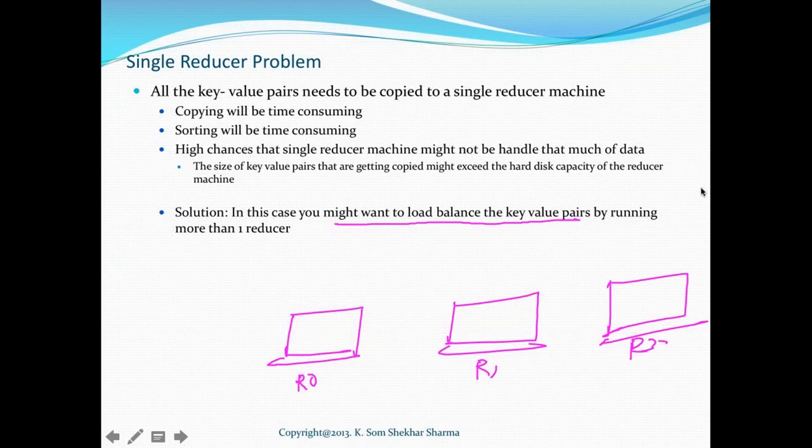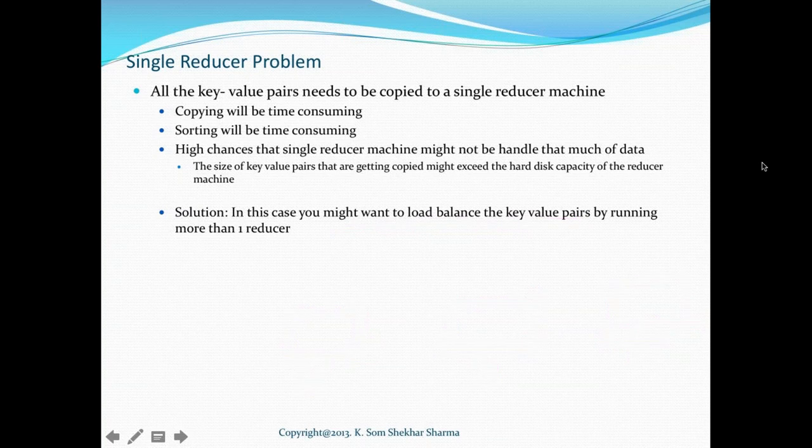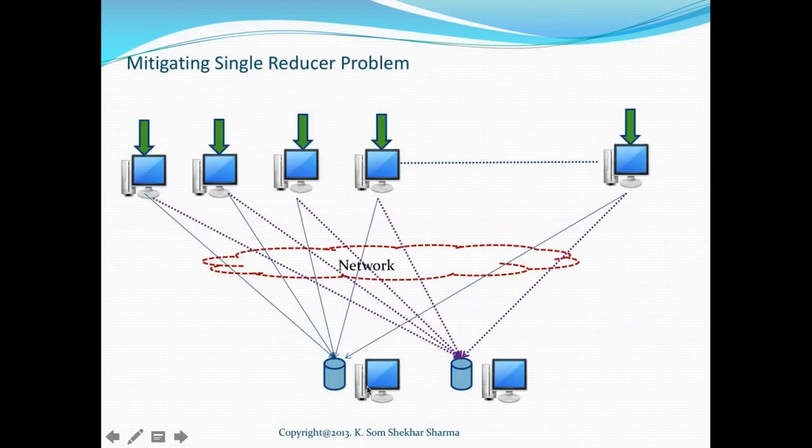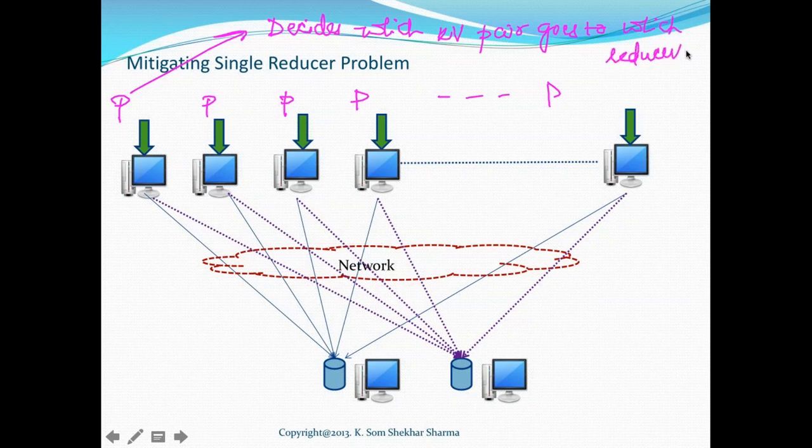In that case, the output of the key value pairs from the mapper will be load balanced. But then who does the job of sending the key value pairs to different reducers? So here you have a partitioner, which runs at the mapper side. This partitioner decides which key value pair goes to which reducer, and it uses a formula behind the scenes.